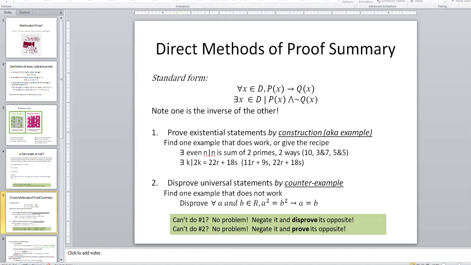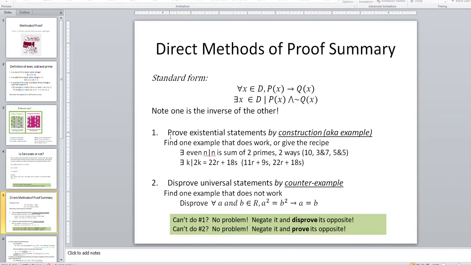Here's the Cliff Notes summary of the direct methods of proof. There are only 4 of them, and the first page is the easy page. We've done this basically in class already. If you write your universal statements in this conditional form, and our existential statements in this form, you'll notice that if I negate this, I get this, and vice versa.